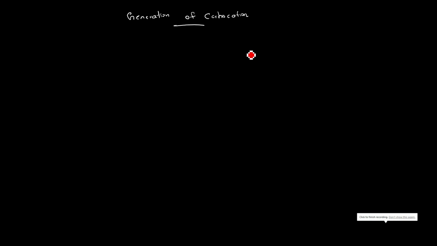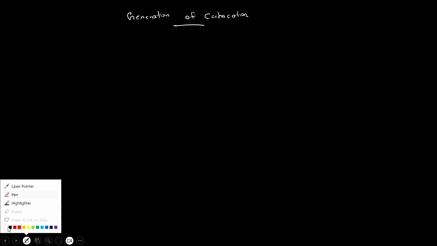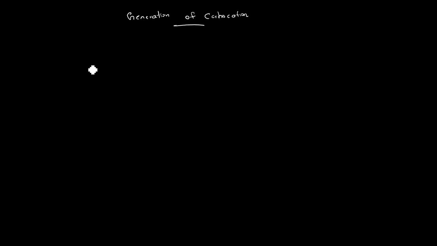So in this particular video we are going to talk about the generation of carbocations. There are many ways to generate a carbocation in biosynthetic pathways, right? But we are going to talk about mainly two pathways. The first one is using SAM. We can use the SAM to generate a carbocation.